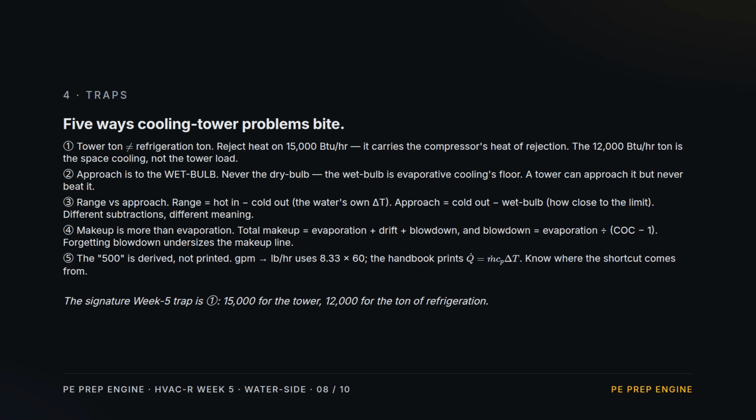Traps. 5 ways this bites. 1. The tower ton is not the refrigeration ton. Reject heat on 15,000. 12,000 is the space cooling. 2. Approach is measured to the wet bulb, never the dry bulb. 3. Range is hot in minus cold out. Approach is cold out minus wet bulb. Different subtractions. 4. Makeup is evaporation plus drift plus blowdown, and blowdown is evaporation over cycles minus 1. 5. The 500 factor is a derived conversion, not a printed constant. The handbook prints mass flow times specific heat times delta T.